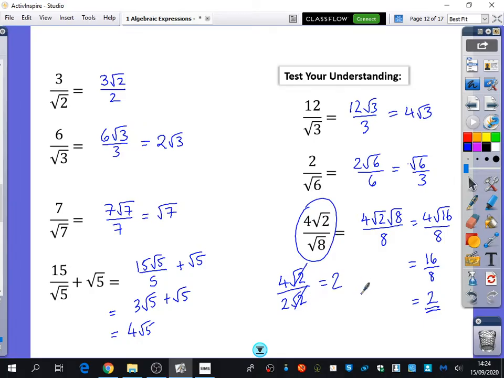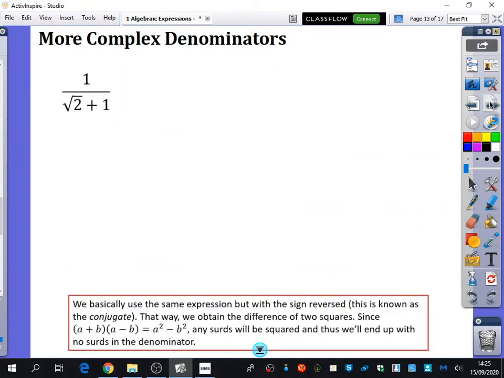Just because I'm teaching you this thing, it doesn't mean rationalizing the denominator is better than the other things. It's just a different tool that you have, and your skill is going to be telling me what tool you need to use for what part of it. Okay? So these are quite simple, rationalizing the denominators. We're now going to think about more complex denominators.